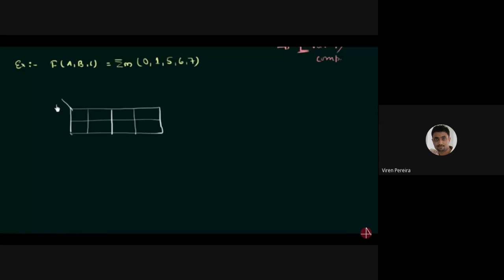Now we will write the variables A, B, C, MSB first, LSB last, and the values of this variable.